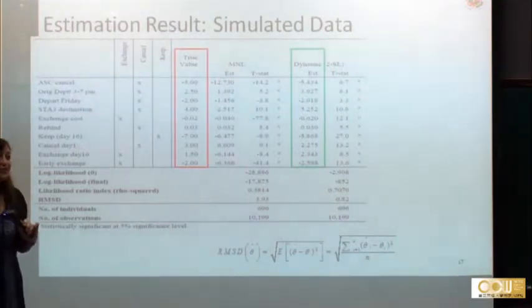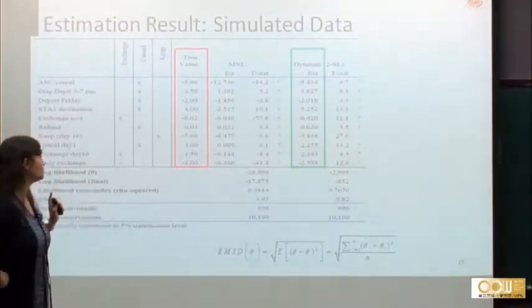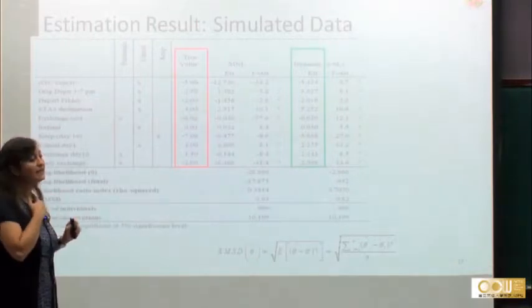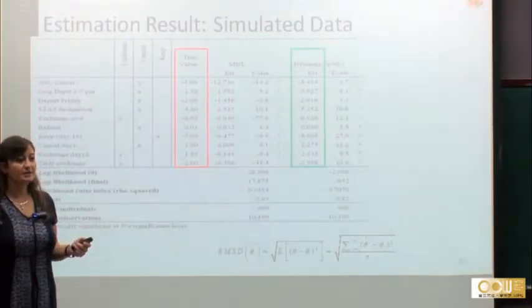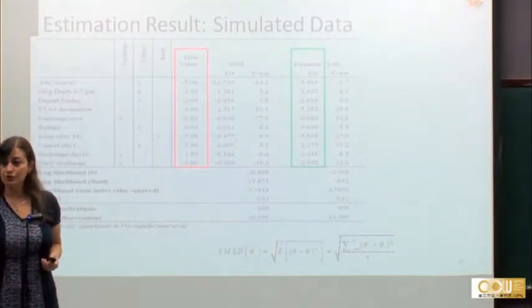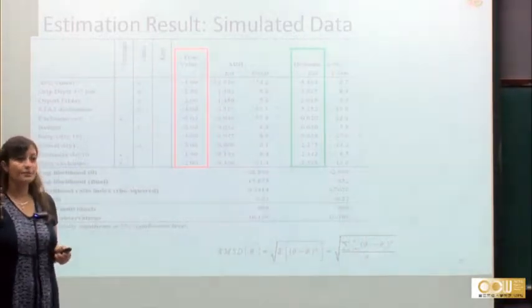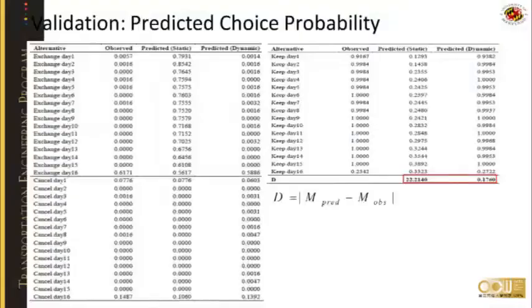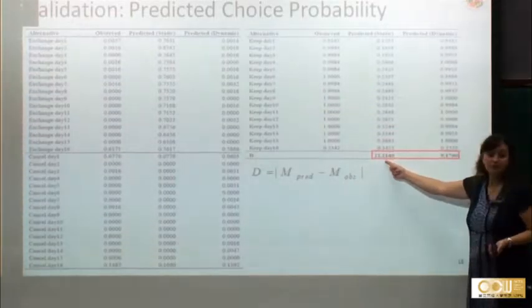Although this is not a fair comparison, because we assume that the process is dynamic. So we ask: what do we lose when the process is dynamic and we estimate it as static? This is also reflected, of course, in the prediction, because you see the bias here with the multinomial logit.